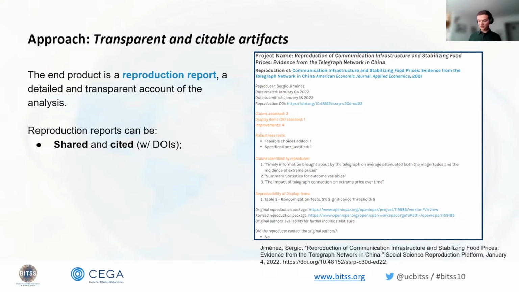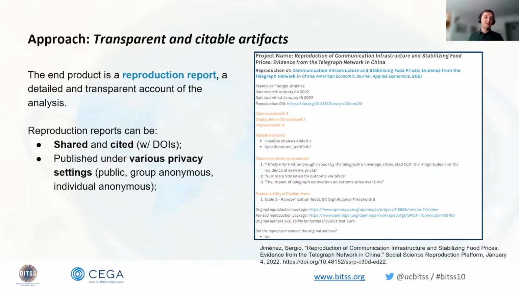Each reproduction report is minted with a digital object identifier. They can be published under various privacy settings. In this case, this was fully public, but it can also be published anonymously. For example, if a reproduction was conducted as part of a class, or if a reproducer for whatever reason wants to stay anonymous for a certain period of time, we allow up to 4 years. And finally, the reproductions can be done collaboratively. This is a brand new feature that we're hoping to roll out pretty soon.